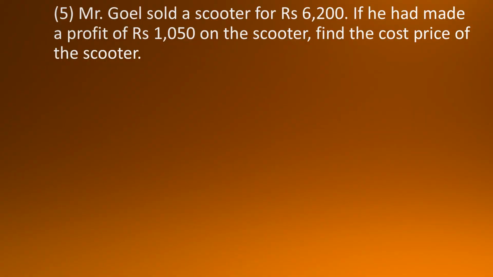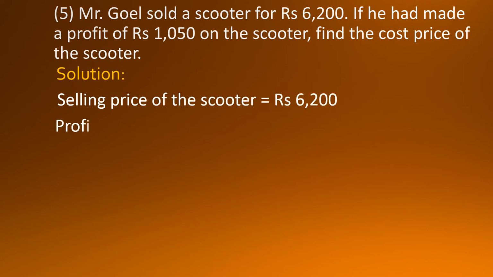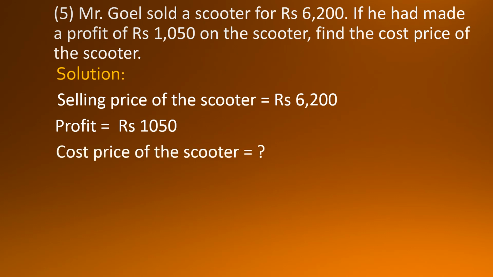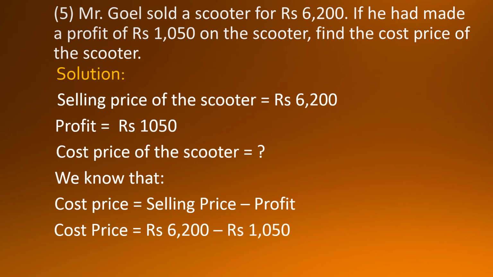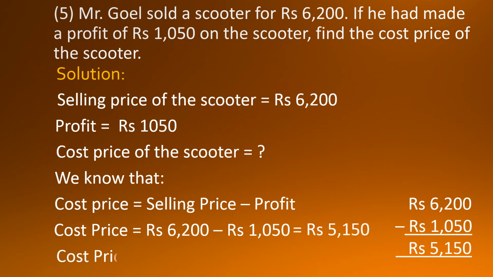Let us solve one more question. Question number 5. Mr. Goel sold a scooter for rupees 6200. If he had made a profit of rupees 1050 on the scooter, find the cost price of the scooter. See, in this question, selling price of the scooter is equal to rupees 6200 and profit is equal to rupees 1050, and the cost price of the scooter we have to find out. We know that cost price is equal to selling price minus profit. Now put the value. Rupees 6200 minus rupees 1050. Now do the subtraction. We get rupees 5150. So the cost price of the scooter is rupees 5150.